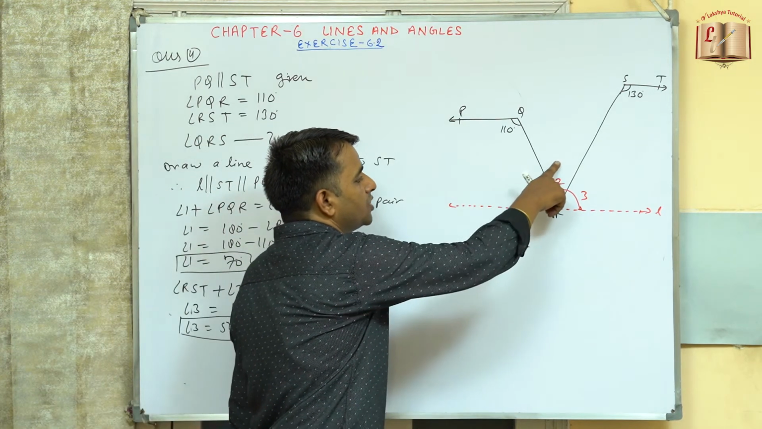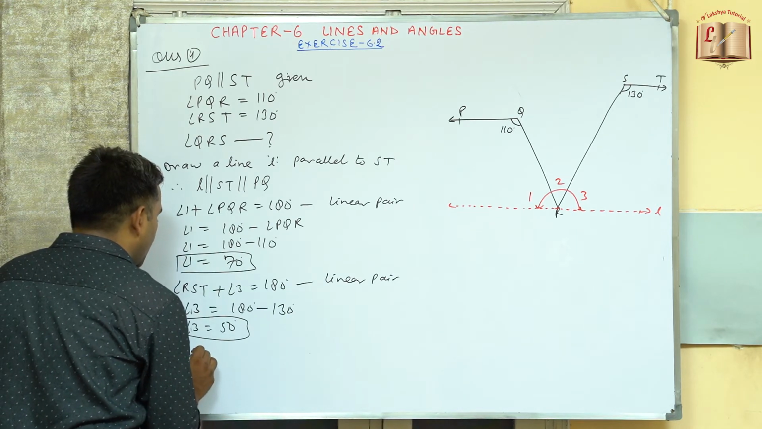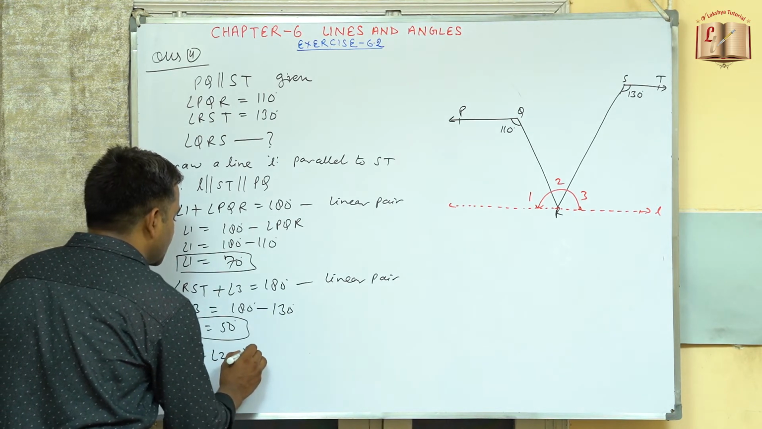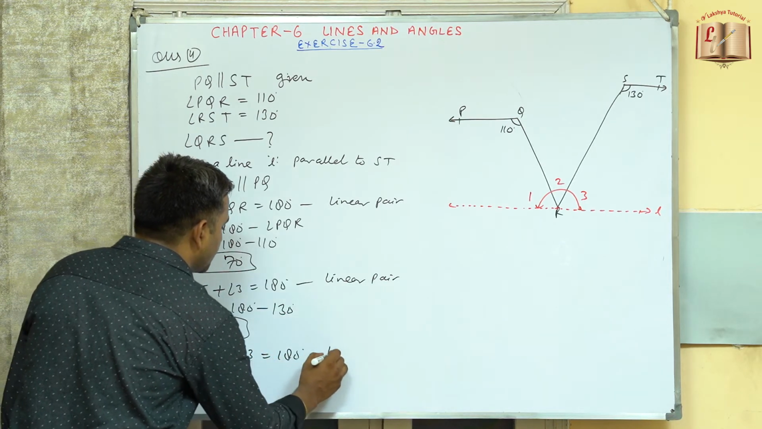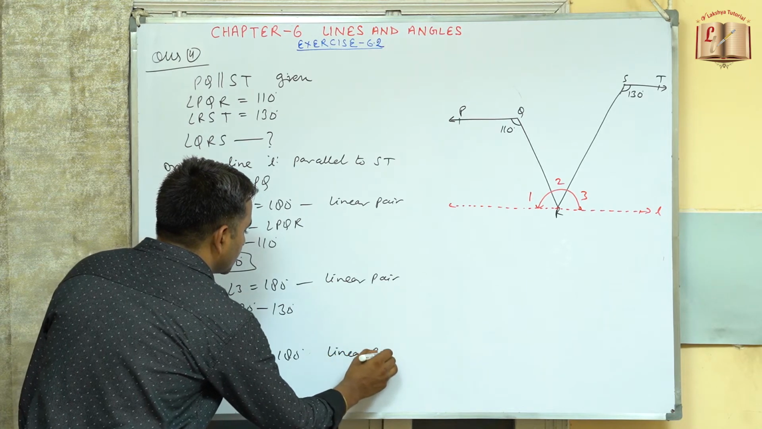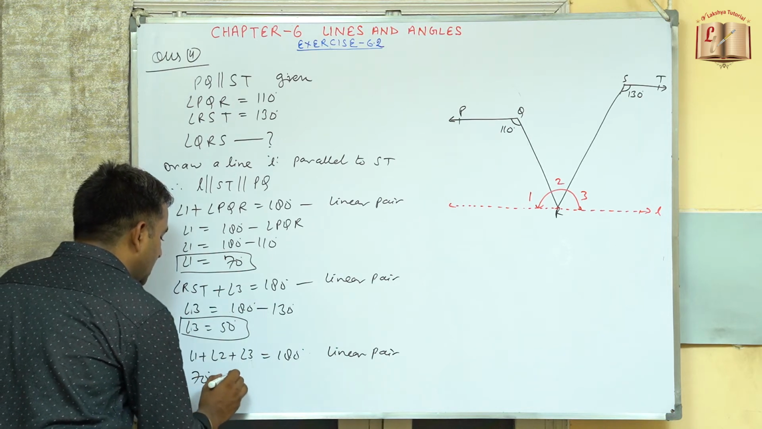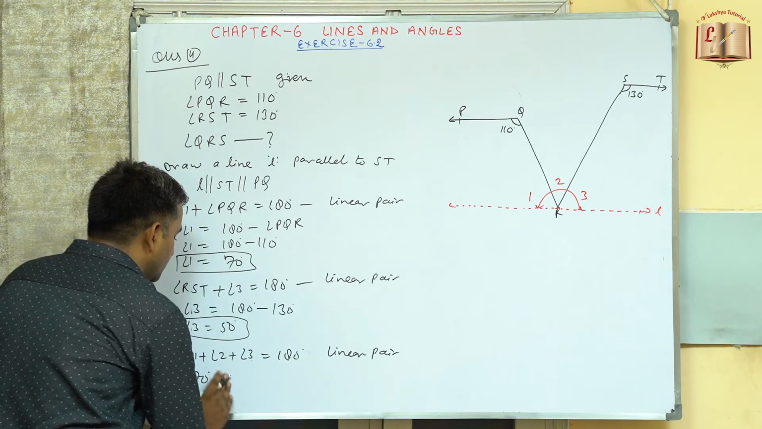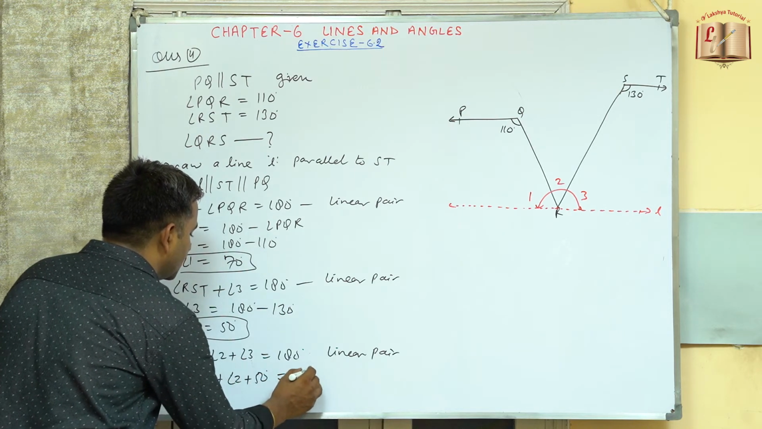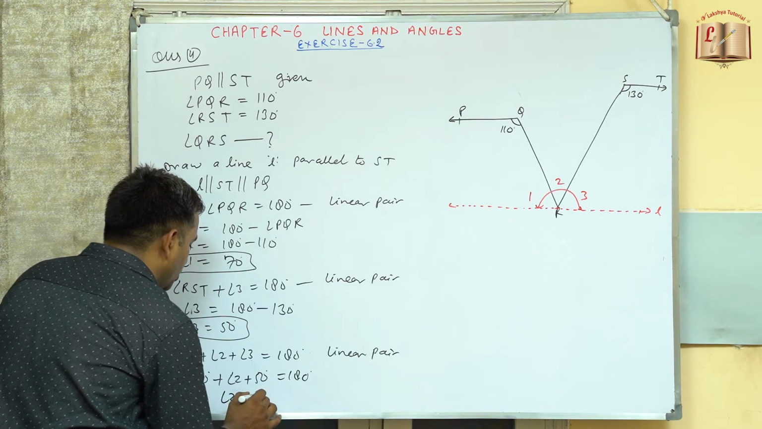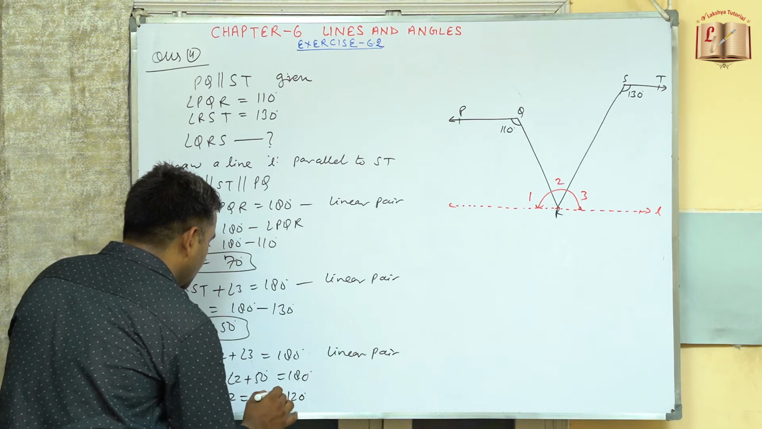Now angle 1 plus 2 plus 3. This is a straight line. So this will be 180 degree. So now angle 1 plus angle 2 plus angle 3 will be equal to 180 degree, linear pair. So angle 1 we already got 70. So this is 70 plus angle 2 plus angle 3 is 50 degree. This is equal to 180 degree. So we can find angle 2 as 180 degree minus 120 degree.